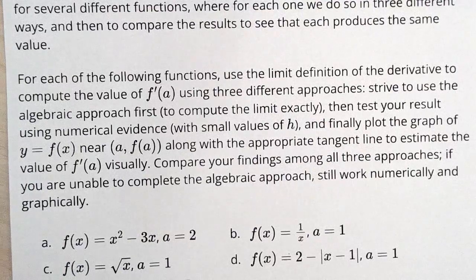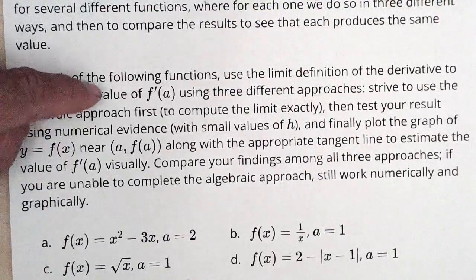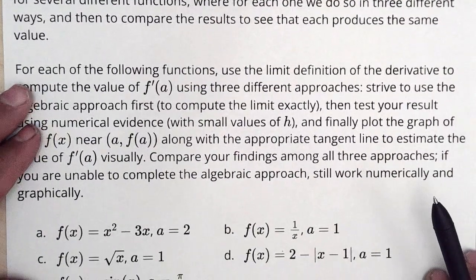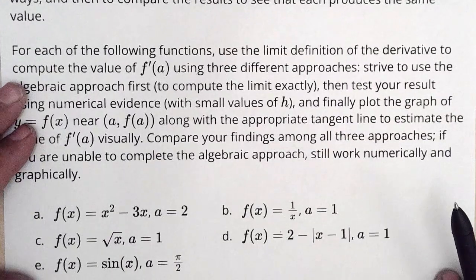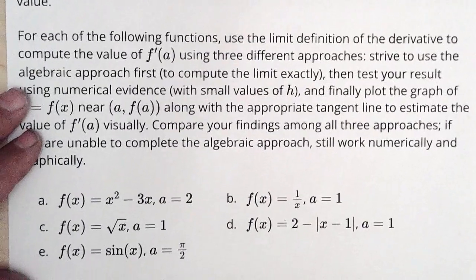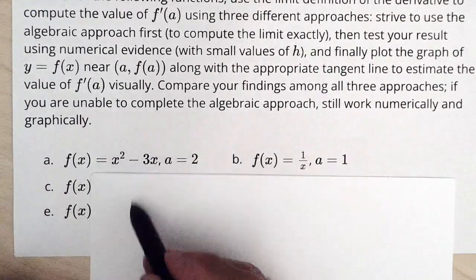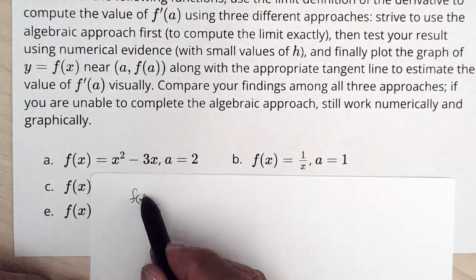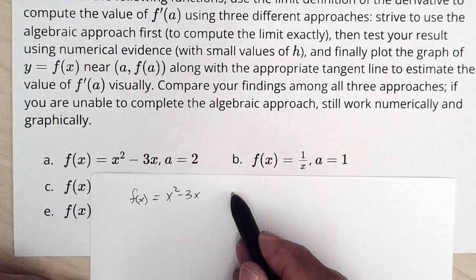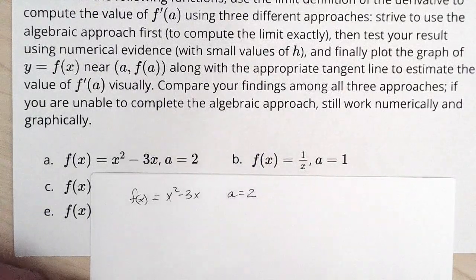So there's 3 different ways, of which one of the ways has 2 ways. We were working in class on just 2 of the ways. So I want to go through it completely here so that you can understand all of the aspects that they're asking you to look at. So A is f of x equals x squared minus 3x at a equal 2.